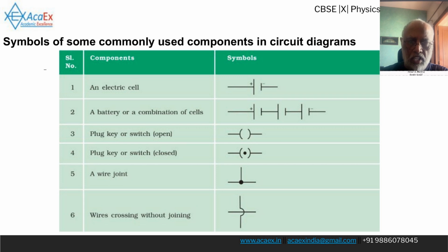An electric cell is shown with a long line for the positive terminal and a shorter line for the negative terminal. A battery, which is a combination of cells, is shown as a series of long and short lines. An open switch or plug key is represented by a break in the line with 2 small circles at the ends, inside parentheses. A closed switch or plug key is shown with a dot inside the parentheses, indicating the path is complete. A wire joint is represented by a dot where 2 or more wires connect. Wires crossing without joining are shown with one wire looping over the other.